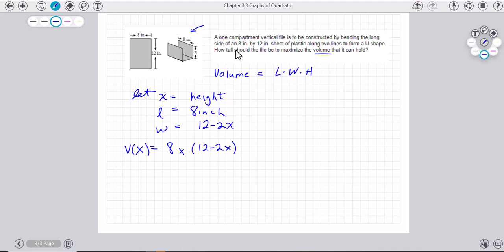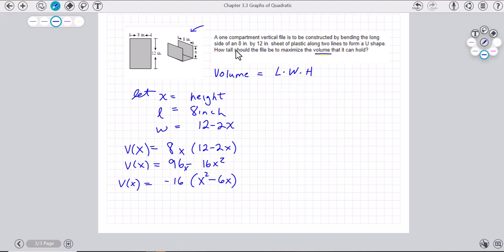Okay, so from here I can distribute this all out. So this would be 96x minus 16x squared. The next thing I'm going to do is factor out a negative 16. So that leaves me with x squared minus 6x. I kind of flipped these around, but 16 times 6 gives me my 96 and then my negative 16x squared.